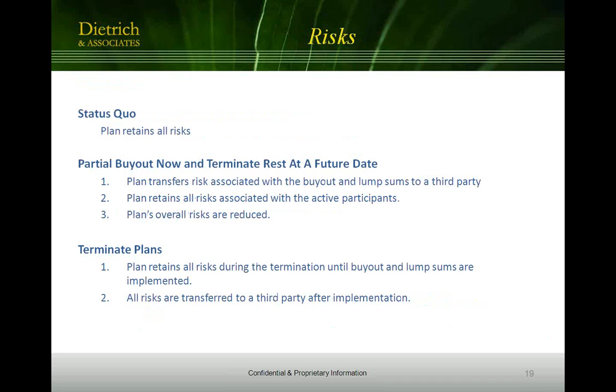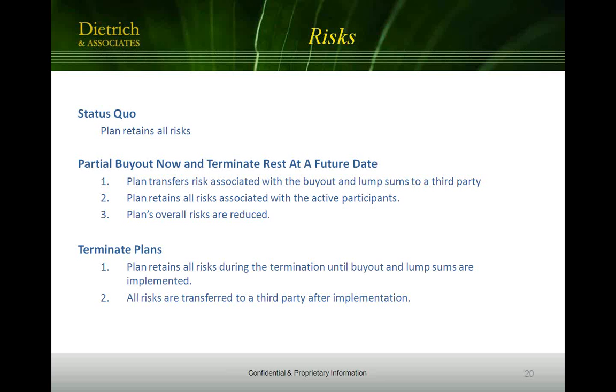In looking at the different options, we also want to look at what happens to the risk, because the objective all along has been: do I transfer risk today, and if so, at what cost, or do I keep the risk? If the plan stays as status quo, the plan retains all the risks we discussed previously. With the partial buyout or partial settlement, the plan risks are transferred at the time of the buyout and at the time of the lump sums, for those that select lump sums, to a third party, whether that be an insurance company or the plan participants themselves. The plan retains all the risks associated with the active participants, but the overall risk of the plan is reduced proportionately to the amount that is settled.